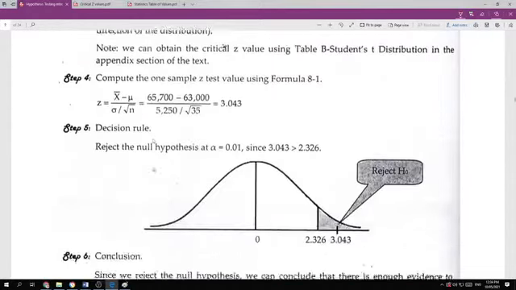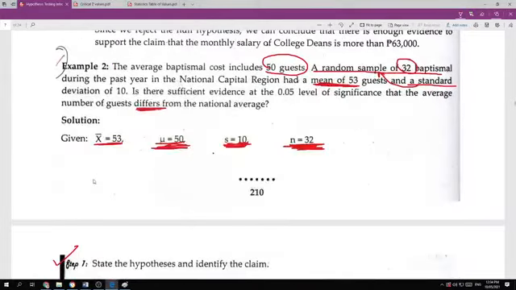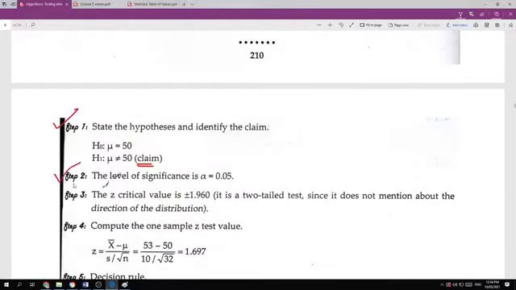Yes, sir. Okay, let's go back to example 1. Let's do step number 2. So step number 2, don't worry about that. That's given in the problem. The level of significance over here, that's the alpha, that's 0.01. The same thing with number 2. What is the level of significance in this example? It's 0.05. There you have it. So step number 2 is simply to determine alpha, the level of significance.